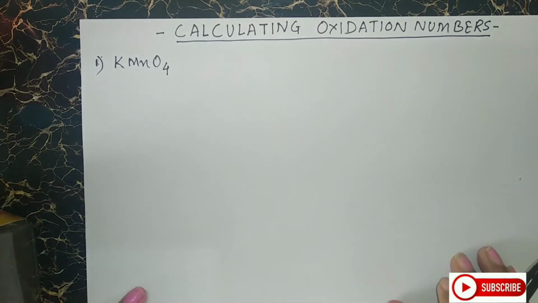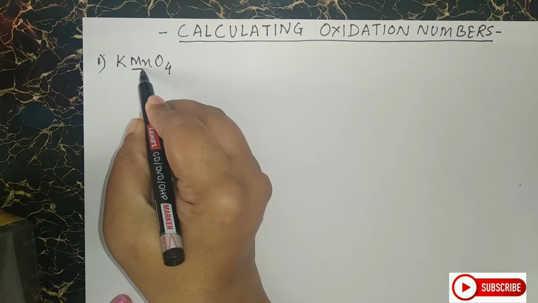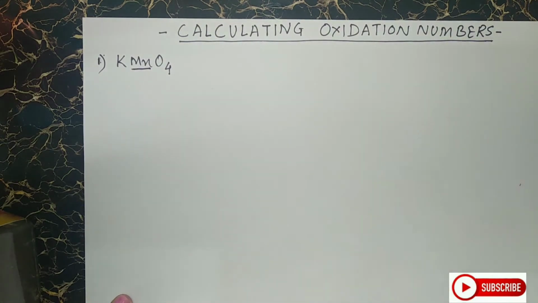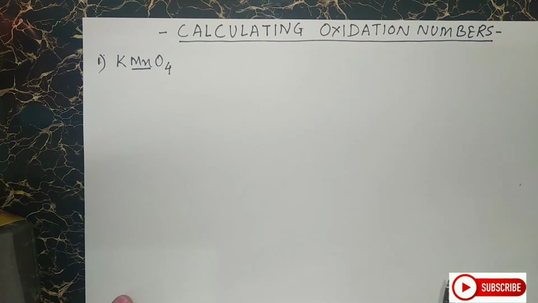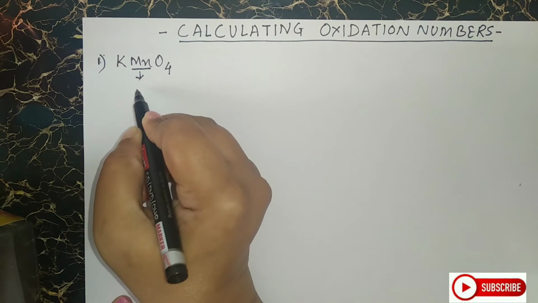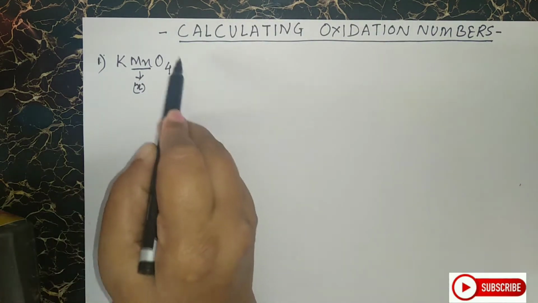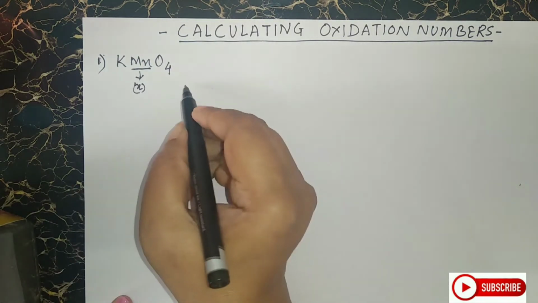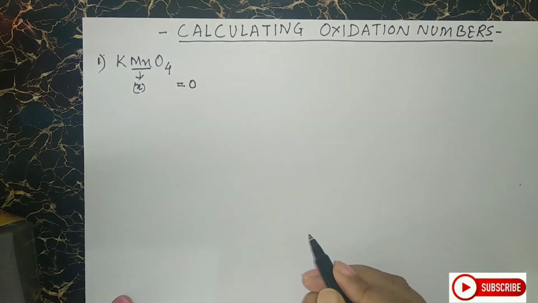Now students, the element whose oxidation number is to be calculated will be underlined, and we usually consider its oxidation number as X. Here in the molecule, I am supposed to calculate the oxidation number of manganese, so I will write the oxidation number for manganese as X. Next, very important thing: the molecule is neutral and therefore the total of all the oxidation numbers must equal 0.